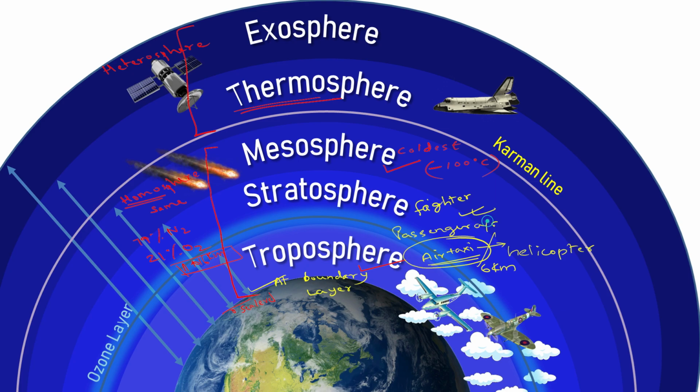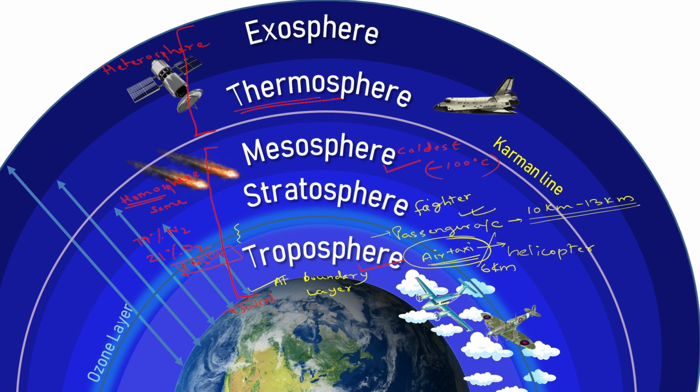Will passenger aircraft fly in the troposphere or the stratosphere? The height will be close to the tropopause, the imaginary line which adjoins the troposphere and the stratosphere. Basically, a heavy passenger aircraft or cargo aircraft will fly at about 10 kilometers to 13 kilometers. Remember this range.